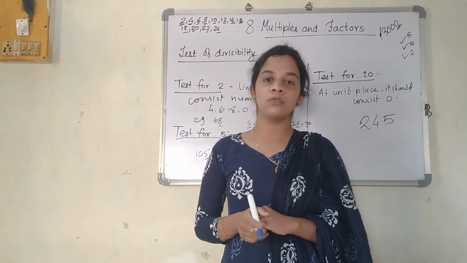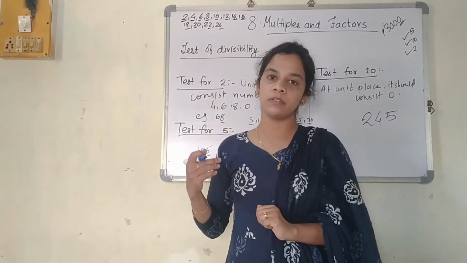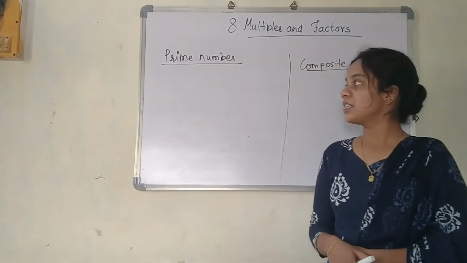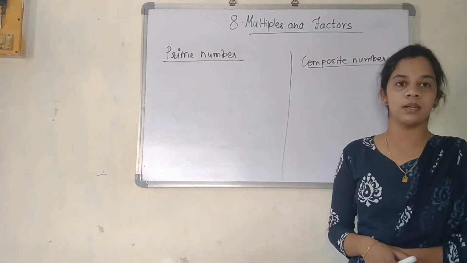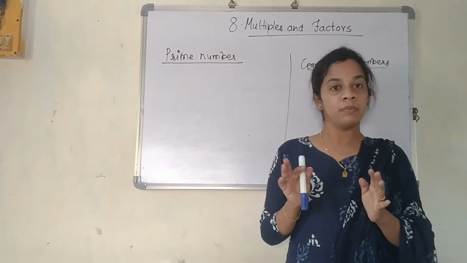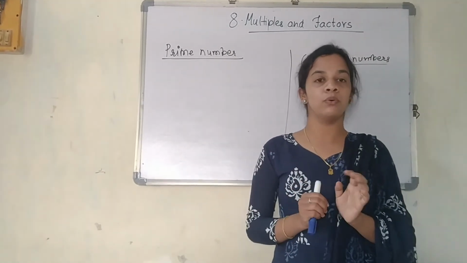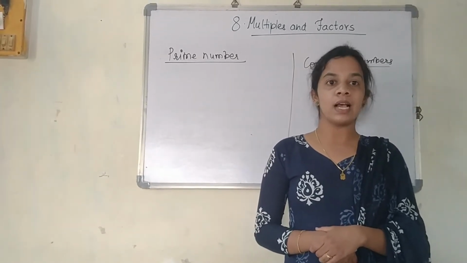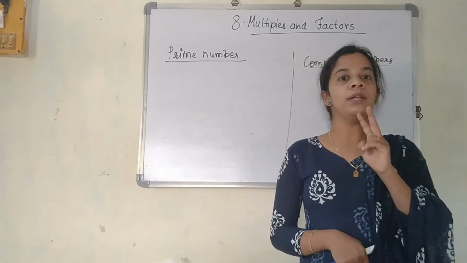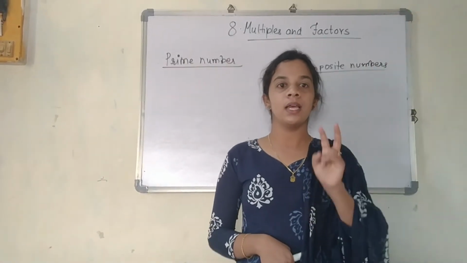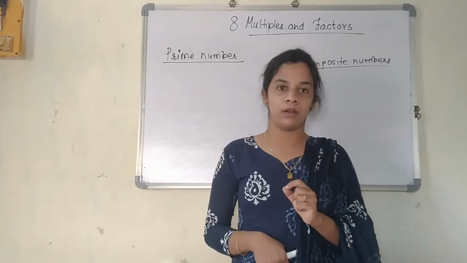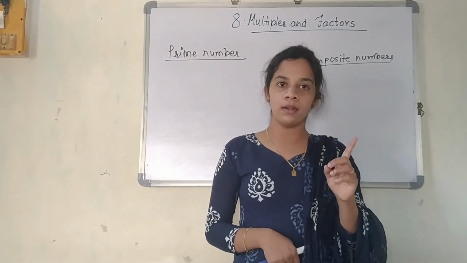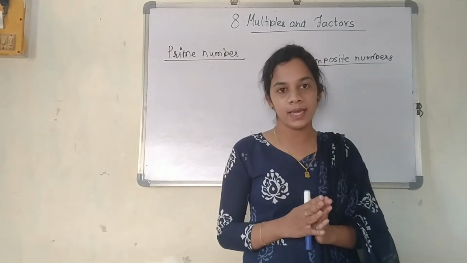So the last part is the prime numbers and the composite numbers, which we are going to see now. Prime numbers: we are going to start, but you should know about factors. Factors you clearly know now. So prime numbers are the numbers whose factors are only 2. Which 2 factors? 1 and that number itself. For example, if you see 5, factors of 5 are 1 and 5. So 5 is a prime number.